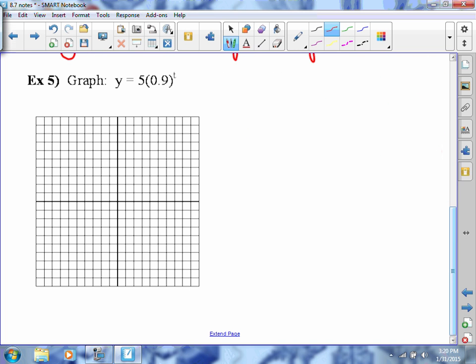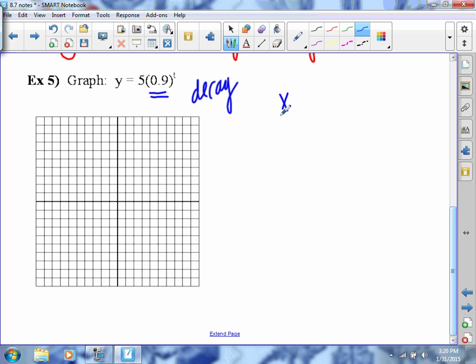All right, for last example here, example number 5, we're going to graph. And before we even graph, I want you to look at the base and tell me if it's growth or decay. So look at the 0.9. Don't worry about the 5. Just look at the 0.9. That number is less than 1, so this should be a decay graph.